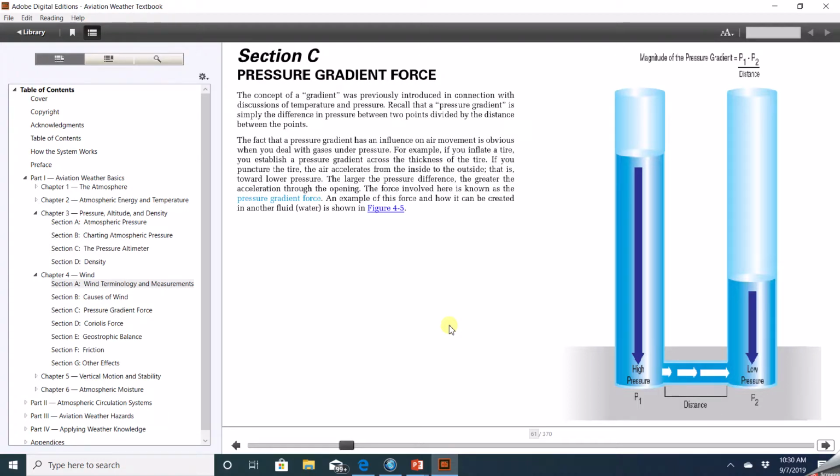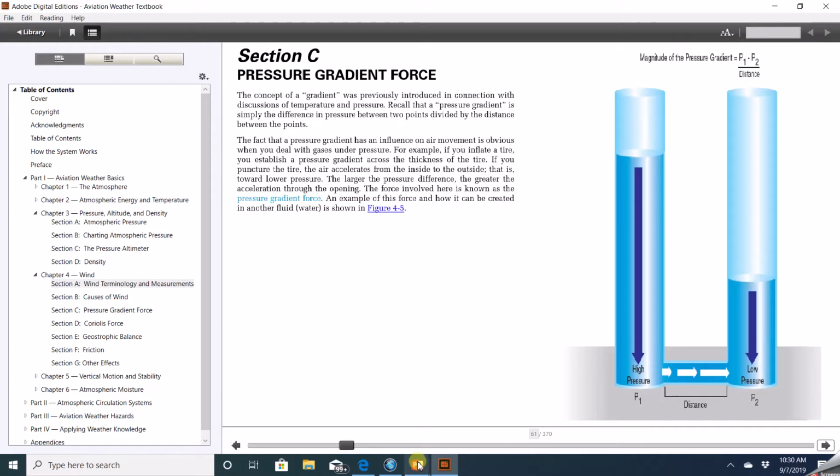So anytime they're not, wind is going to tend to want to push the molecules from high pressure to low pressure. It's trying to fill in the gap. The greater that pressure difference, the more there is a pressure gradient. Pressure gradient is a force.